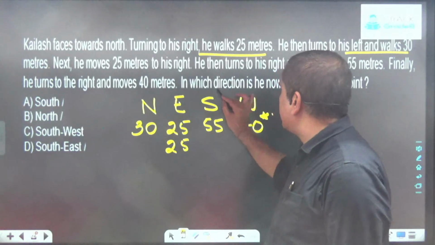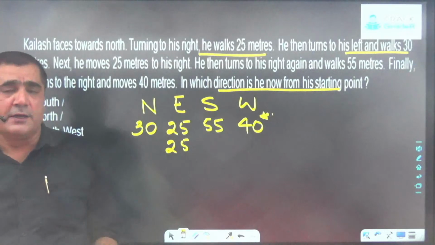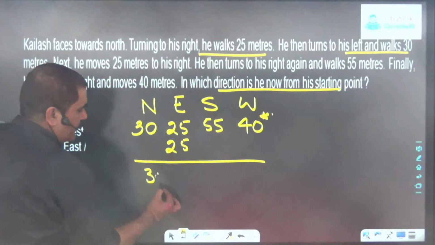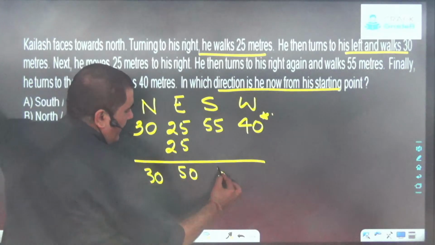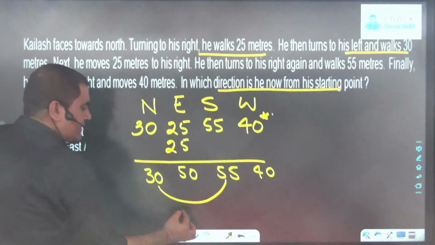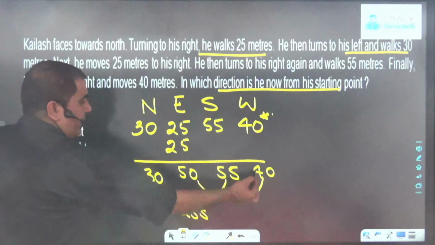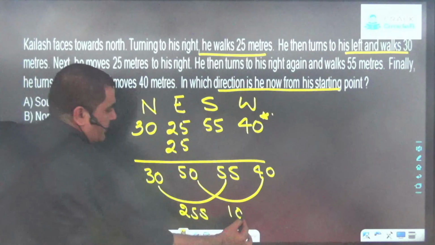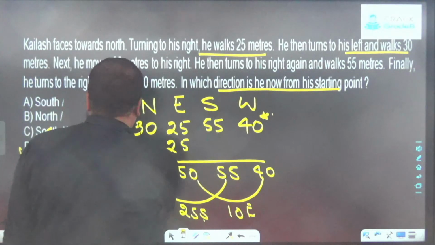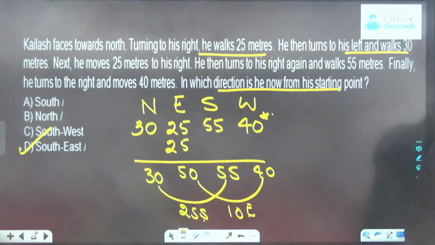The question is in which direction he is now. So they are not asking for distance. They are asking for direction from the starting point. So let's go for this. This is 30. This is 50. This is 55. This is 40. Take the difference of these two. 55 minus 30 will be 25. Bigger one is south. Take the difference of these two. 50 minus 40 is 10. Bigger one is 50, east. So direction will be what? South and east together become southeast. D. So the answer will be D.